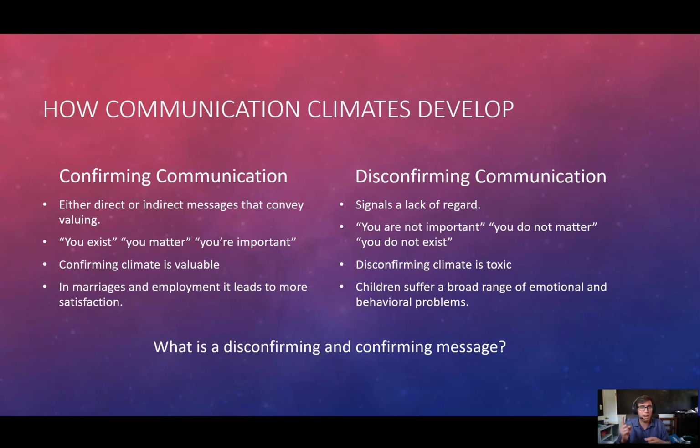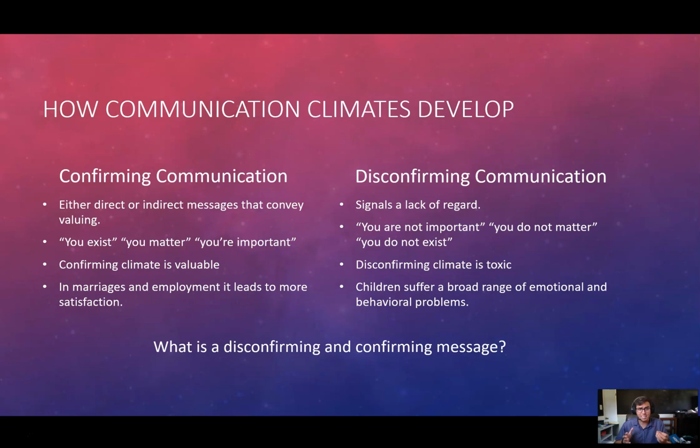In fact, in marriages and employment, it leads to more satisfaction, less destructive conflict, and will lead to positive cycles of confirming communication. When someone communicates very positively with us, is always showing that you exist, you matter, you're important, what do we tend to do? We tend to act in kind. We communicate valuing back.